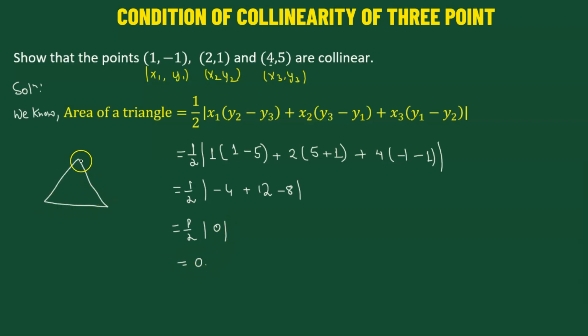We started out with the assumption that one of the points is A, B, and C. Here, let's say A corresponds to (1, -1), B corresponds to (2, 1), and C corresponds to (4, 5). So we started out with the assumption that these 3 points are forming a triangle, but we obtained the result as 0. That means they are not going to have any area, which only means that one of the points must lie on the line joining the 2 points. So let's say A is lying on the line joining B and C, which means that A, B, and C, these 3 points, are collinear in nature. So we've successfully shown that the points are indeed collinear.